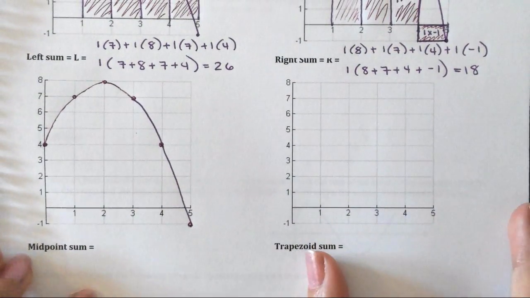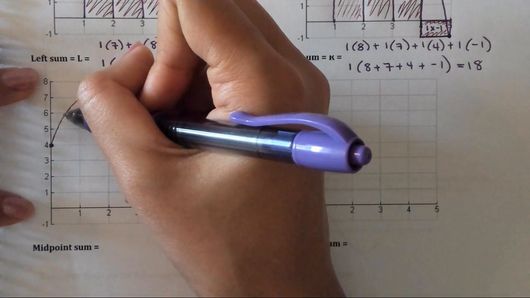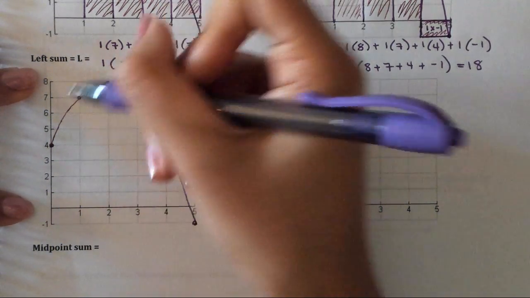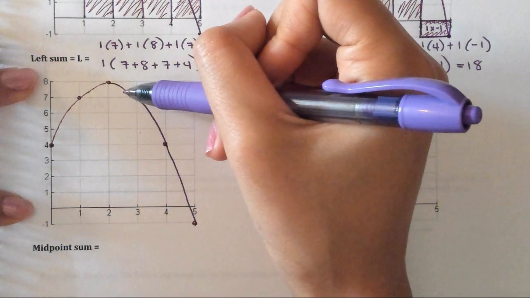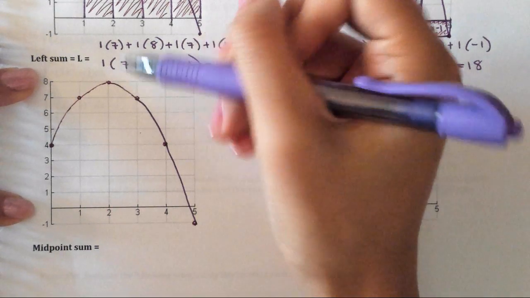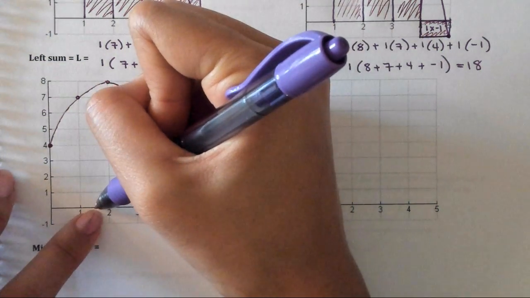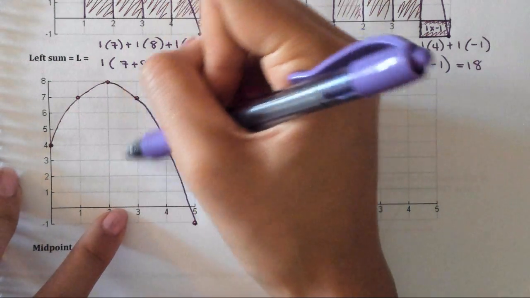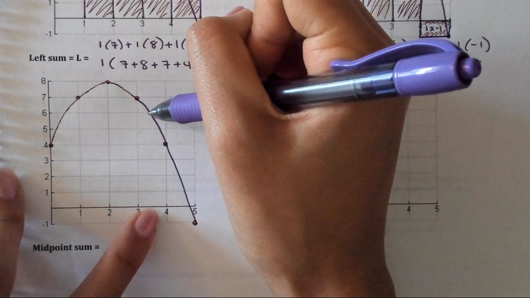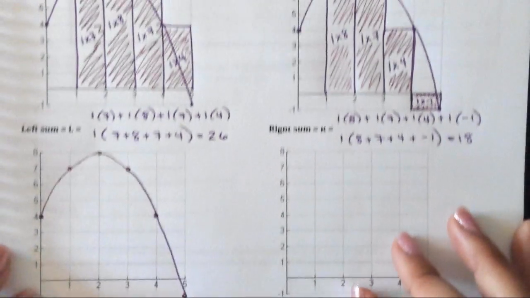Okay, so for the midpoint sum, we are going to go to the middle of this point and figure out what that is. And then for the midpoint for this one, I need to go right in the middle in between. And for this one, I need to figure out all the middles. So right here, actually I don't need this one right here, but I do need 1.5. I need to figure out what value it is at 1.5, at 2.5, at 3.5, at 4.5 to do a midpoint sum.